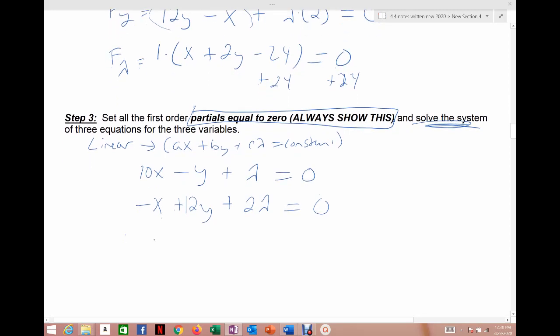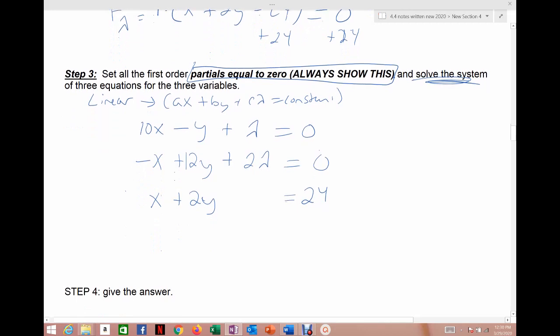So it's just my x term, which is just x, plus my y term, which is 2y, there's no lambda, equals my constant that I moved over, which is 24, which is my original constraint. That last line is always going to be the original constraint. Now I've set up my system of equations correctly. Now I can solve with the matrix.